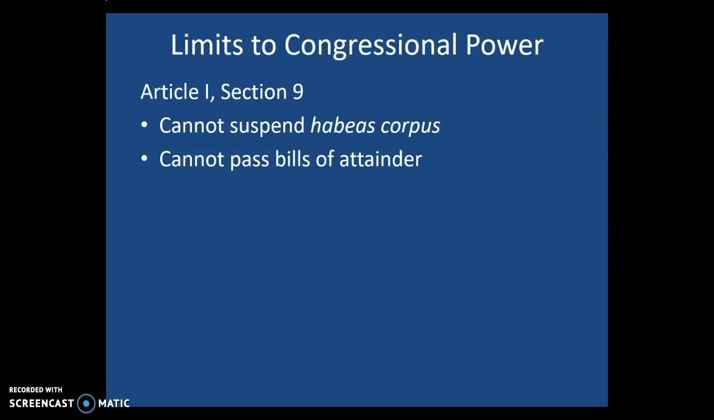Later on, Exxon was sued, and they ended up having to pay a lot of money to clean up that spill, but that had to come through a lawsuit. It could not come from a law passed by Congress, because that was a bill of attainder.